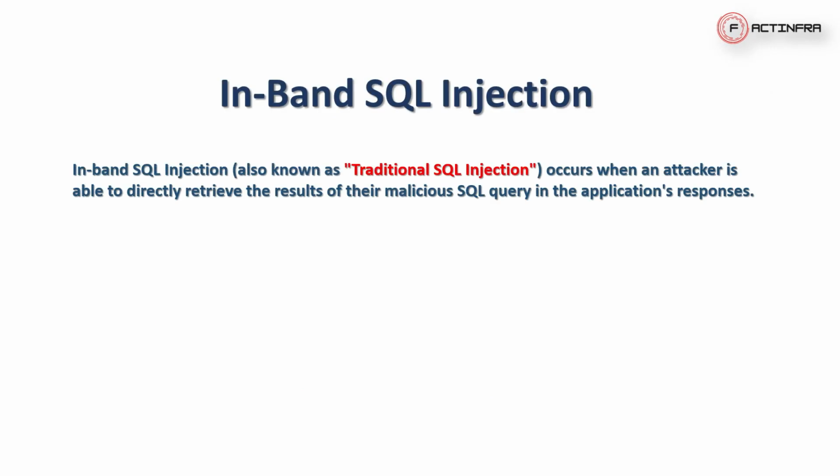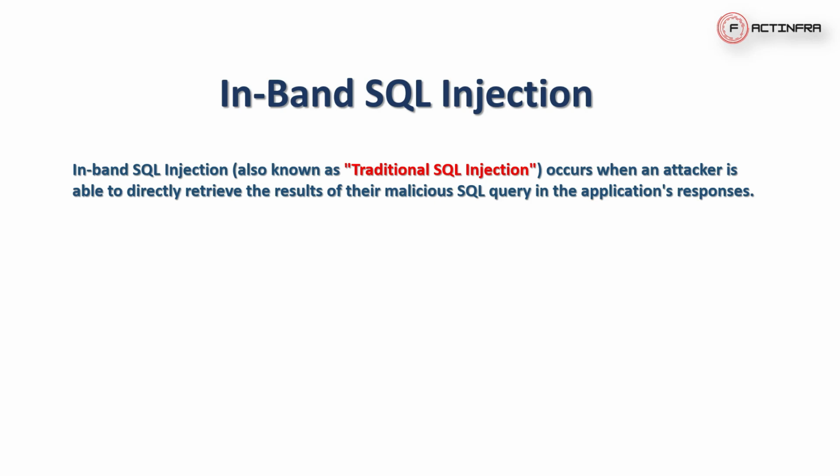So first is in-band SQL injection. In-band SQL injection is also known as traditional SQL injection. In this, if we inject some malicious SQL query, or you can say SQL payload, into a vulnerable web application, and the web application shows us the direct result in the application response, then it is in-band SQL injection.